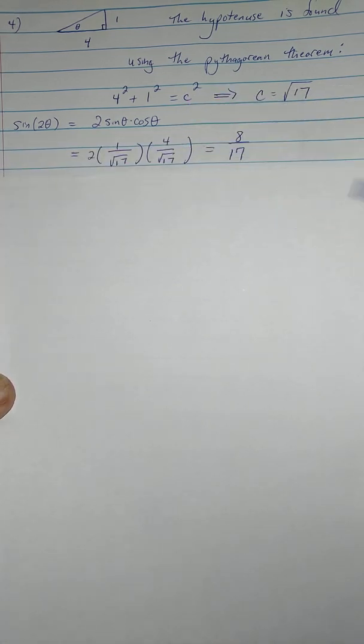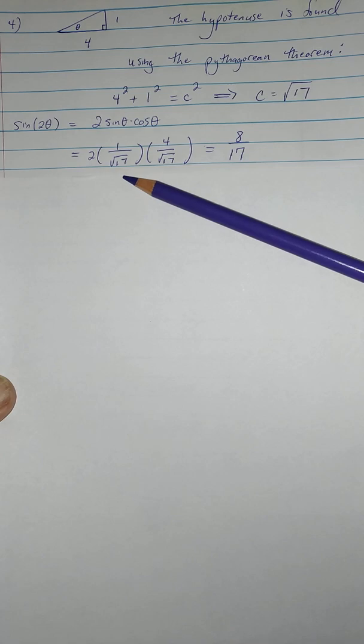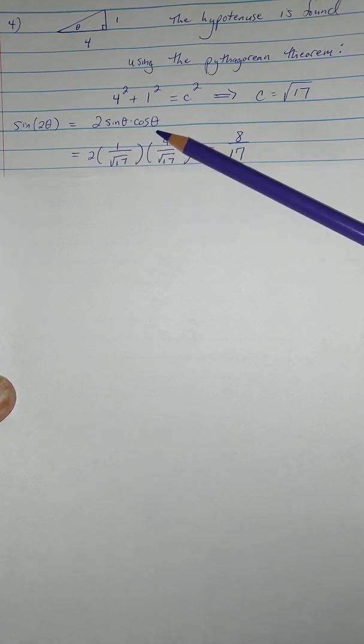which is equal to 2 times. Well, to get sine theta, we come back to the given triangle, and we recall that sine of theta in a right triangle is opposite over hypotenuse. I say again, sine of theta is opposite over hypotenuse. We found the hypotenuse is square root of 17. So the sine of theta is side opposite, which is 1, over hypotenuse, which is square root of 17. So we made that substitution right here. Sine theta is 1 over square root of 17.